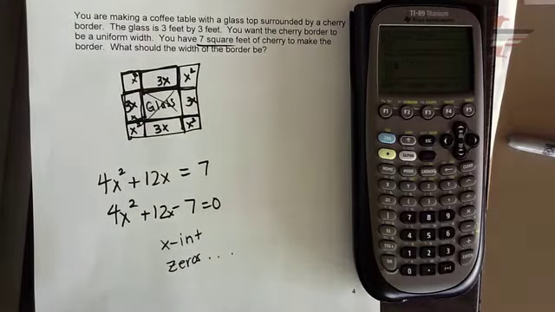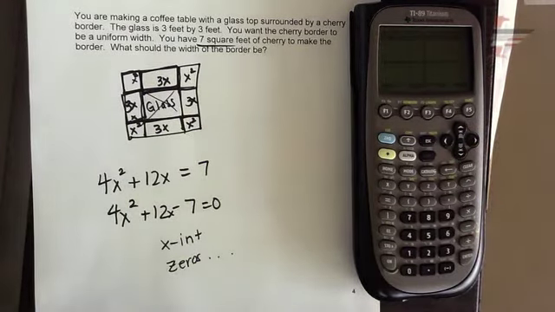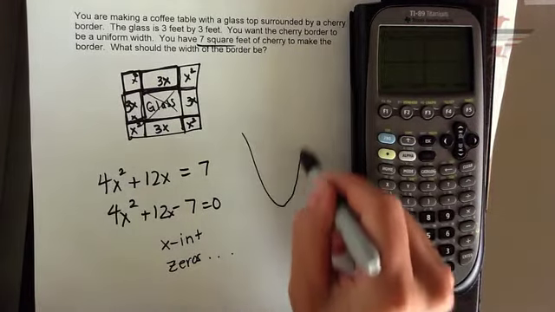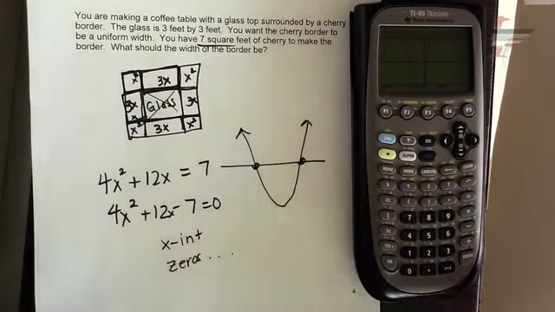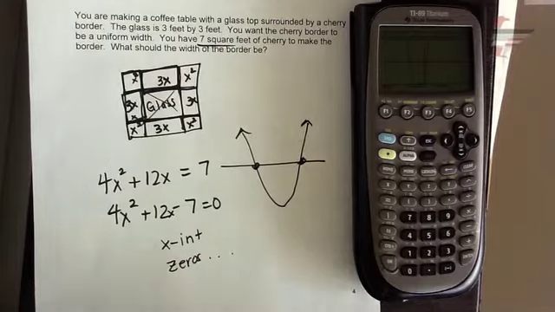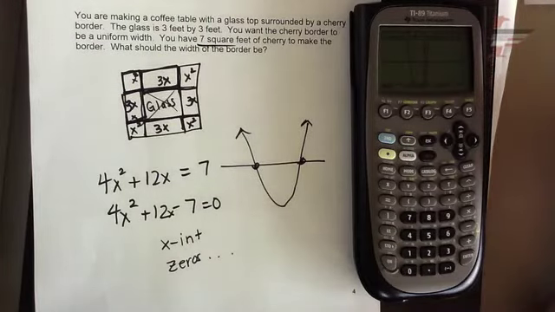And start out with a standard window. So if I go to zoom standard, see what I can see. Now I know this is a positive quadratic, so it should be opening up. And I'm looking for the zeros, right? Well, here I see what I need to see. I can see both of my x-intercepts. X is a width, so I don't care about the negative one.